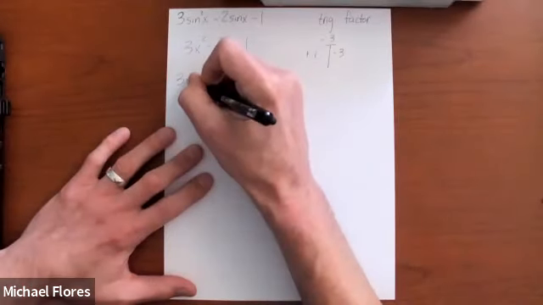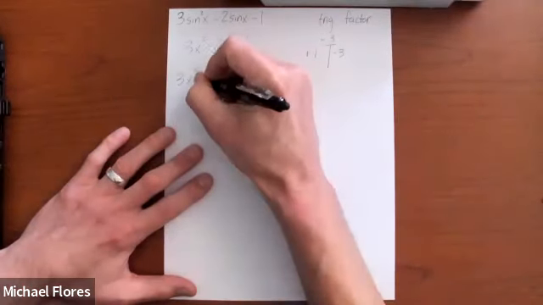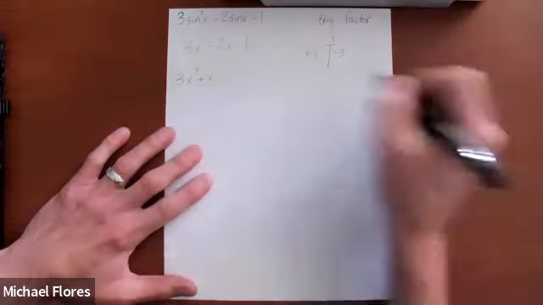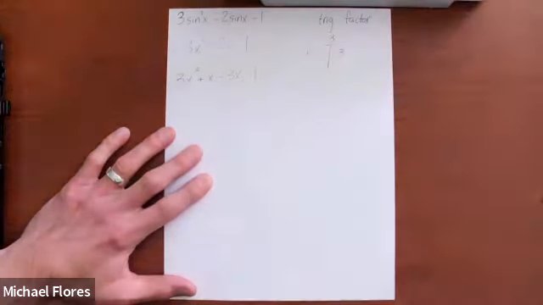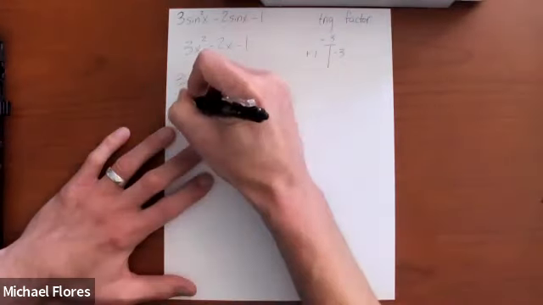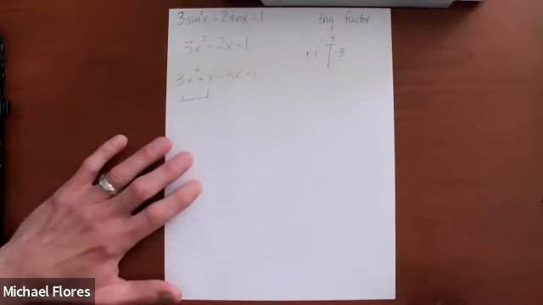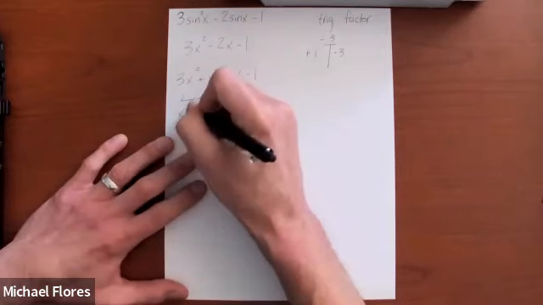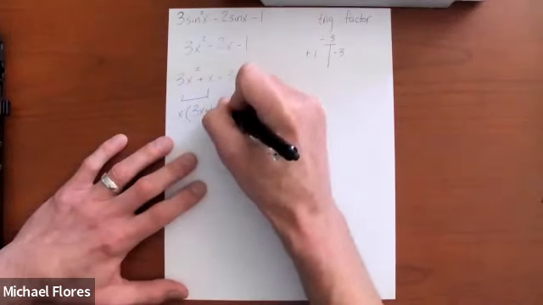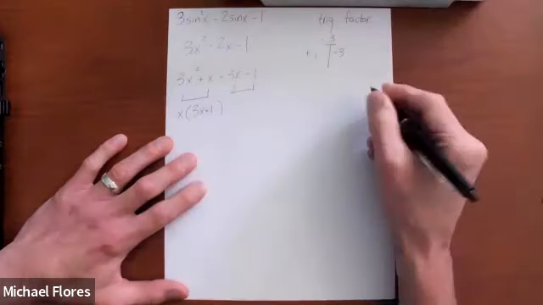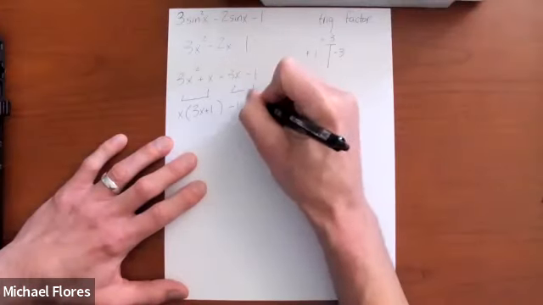Now we're going to create a factor by grouping problem. We're then going to group and see what we can factor out. There we could factor out an x. There we could factor out a negative 1.